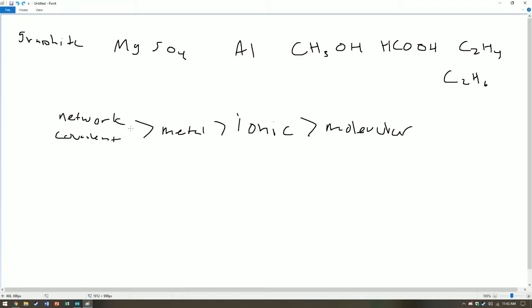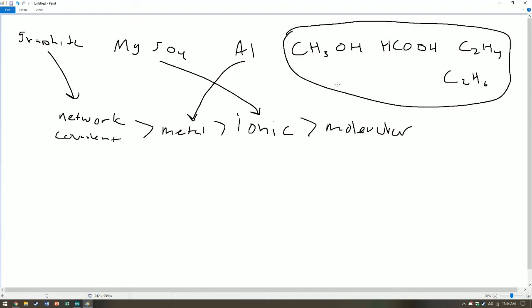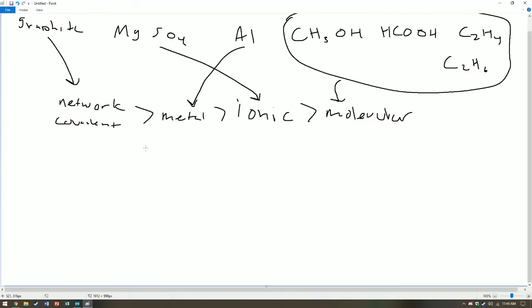I want to categorize everything. I first want to fit everything into each category, and then I can get a sense of where I want to put stuff. So I know graphite is network covalent, so that goes there. I know this is just a pure metal, so that goes there. Magnesium sulfate, that's an ionic compound, that can go there. And then all these can go in this bin. So, alright, this is good. Already we've organized half this list.